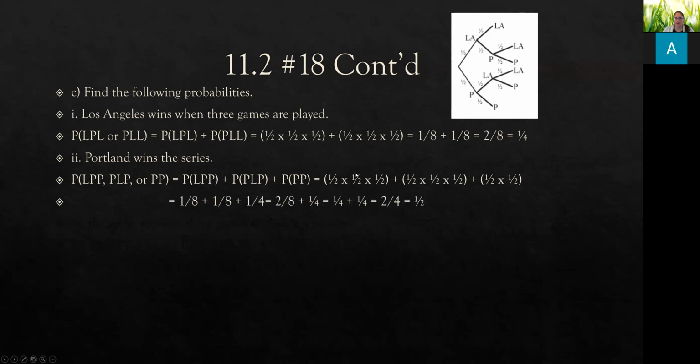So here we get an 1/8, and here we get an 1/8, and here we get a 4th. So we have 1/8 plus 1/8 plus a 4th. That makes 2/8 plus a 4th, which is 1/4 plus 1/4. And that gives me 2/4, which is a 1/2. Is that all okay so far?